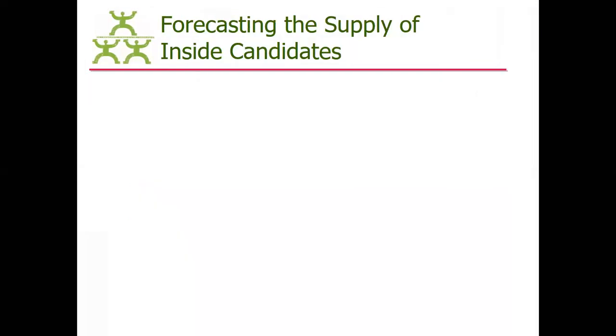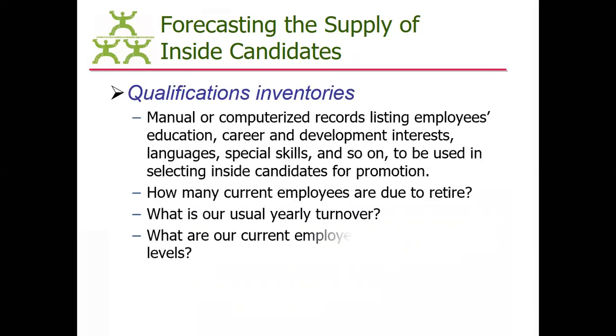Now let's talk about forecasting the supply of inside candidates. First one is qualification inventories. A qualification inventory, as the name suggests, is an inventory for the qualification. The manual or computerized records listing the employee's education, career and development interests, languages, and special skills they possess, and so on, to be used in selecting inside candidates for promotion.